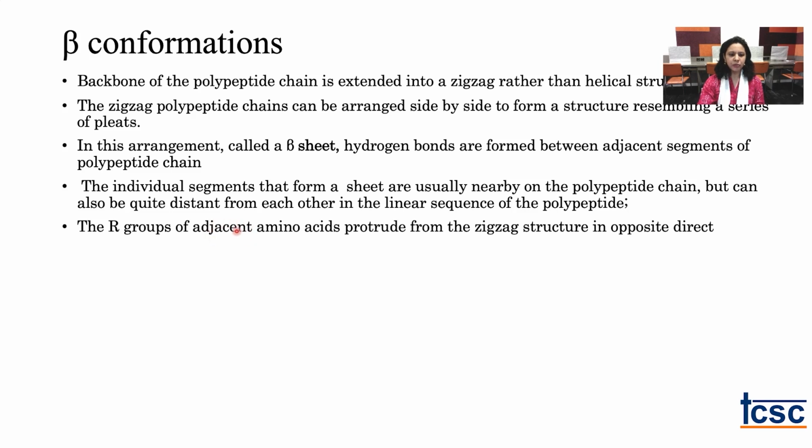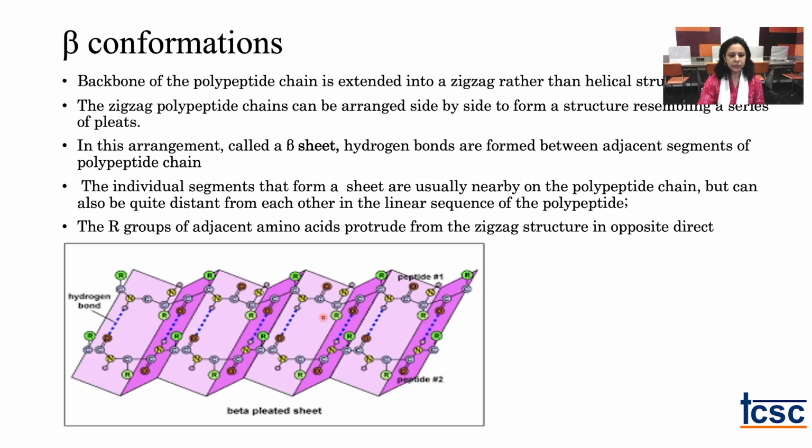The R groups of the amino acids usually protrude outwards, as in the helical structure of the alpha helix, where the R groups are outwards. Here also the R groups protrude outward from the zigzag structure to avoid any kind of steric hindrance. If we look at this particular structure, you can see that this is the extended polypeptide chain in the zigzag form, and when many such polypeptides join together, they form what we call a beta pleated sheet, and the R groups are all protruding outwards from this beta pleated sheet.